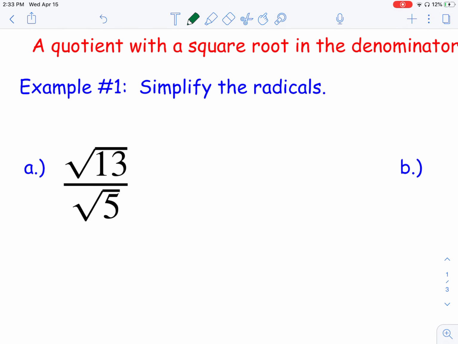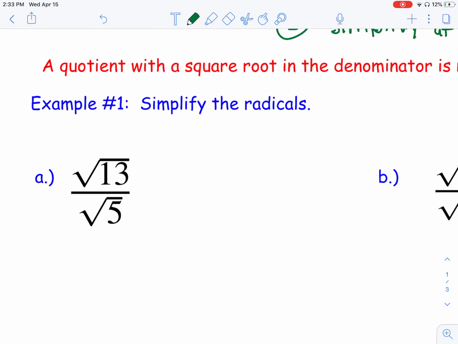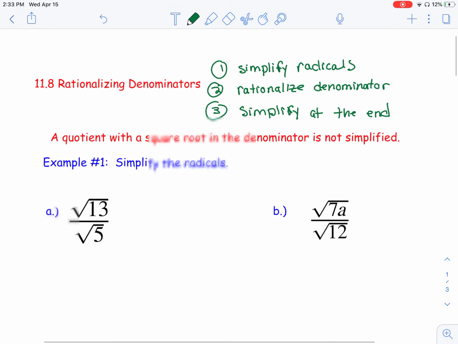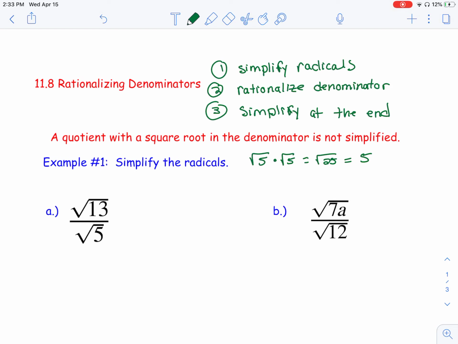So if I look at the first question, radical 13 over radical 5, neither of those can be simplified. So I need to get rid of the radical 5 on the bottom. I'm going to use the idea that if I take radical 5 times radical 5, that gives me radical 25, which is just 5. So when I multiply two radicals that are the same, I end up getting just what's underneath the radical. And that gets rid of the radical for me. So I'm going to multiply the top and bottom by radical 5.